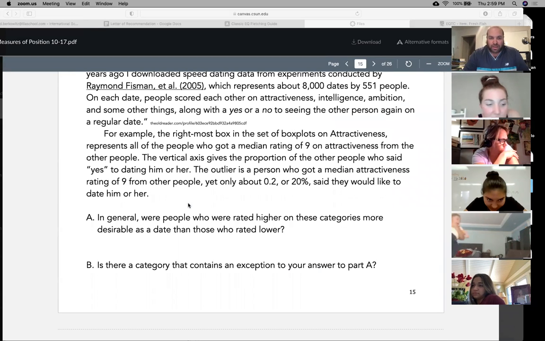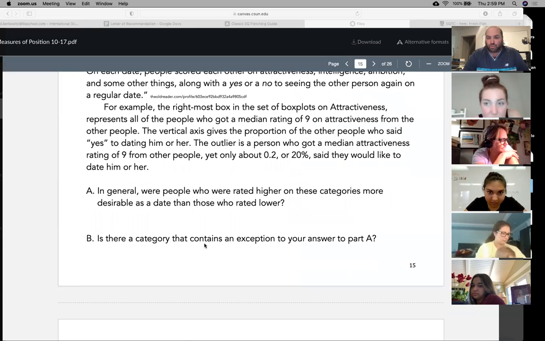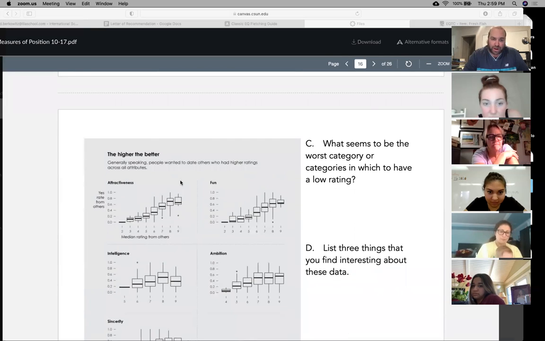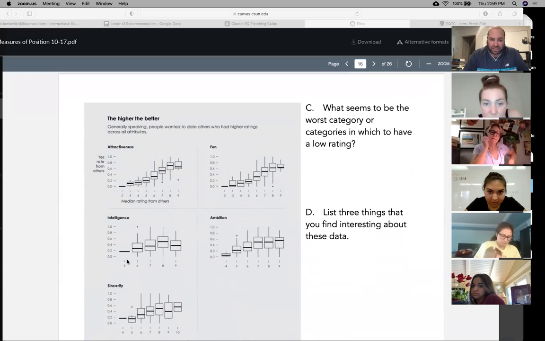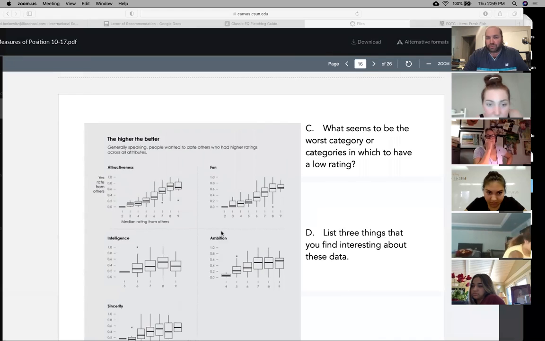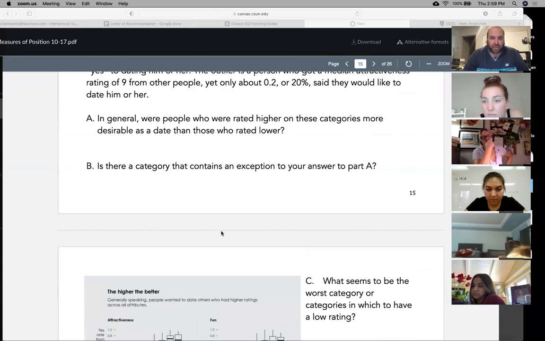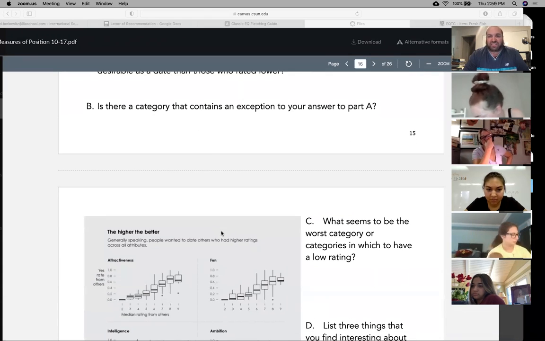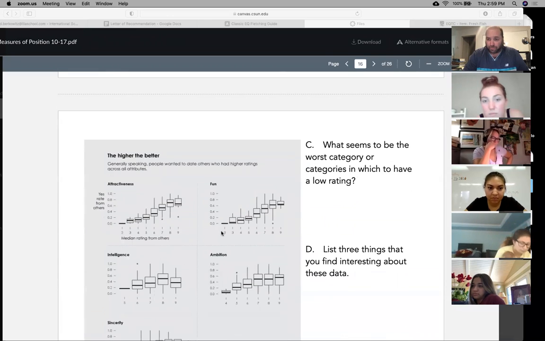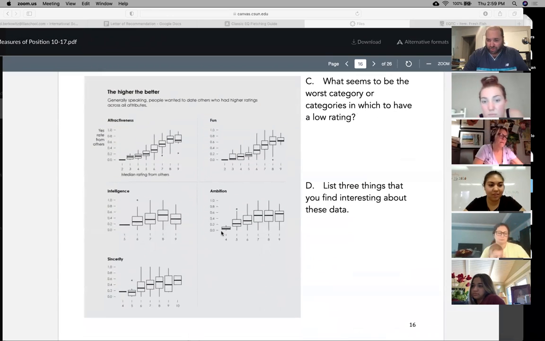Okay. So in general, were people who were rated higher on these categories more desirable as a date than those who rated lower? Yes, whether it's attractiveness, fun, even intelligence to some extent, ambition, sincerity, as a general rule, the higher you rate, the more desirable you are. Okay. Is there a category that contains an exception to your answer in part A? Is there a category where something just is not what you expect?